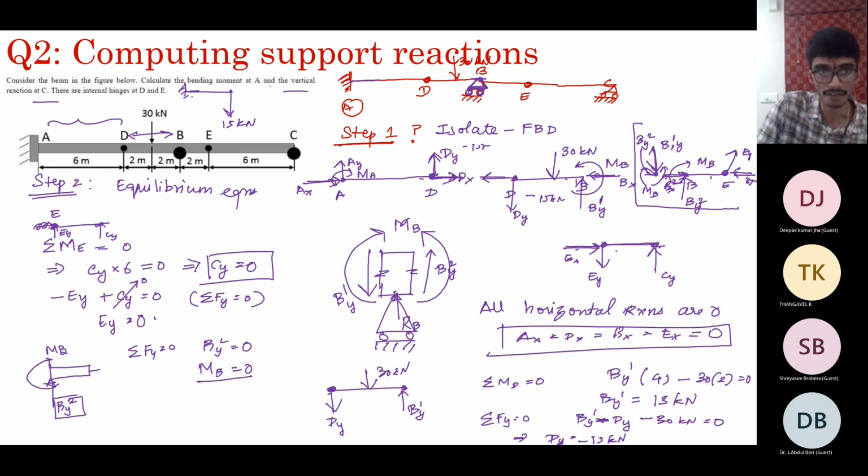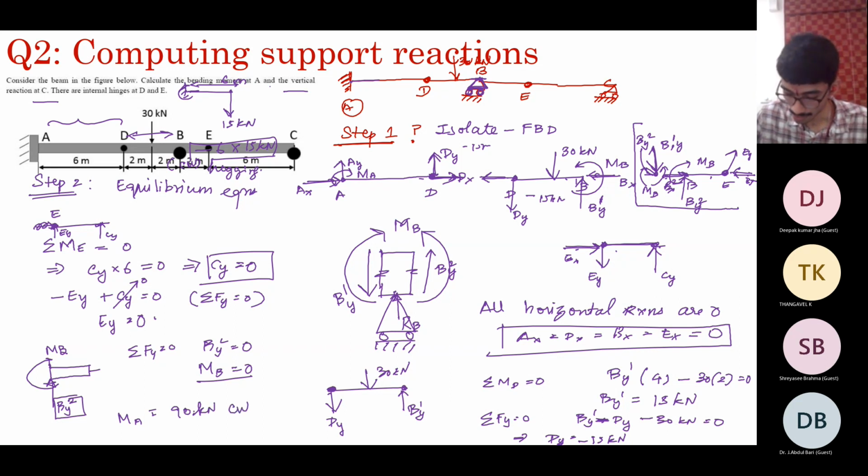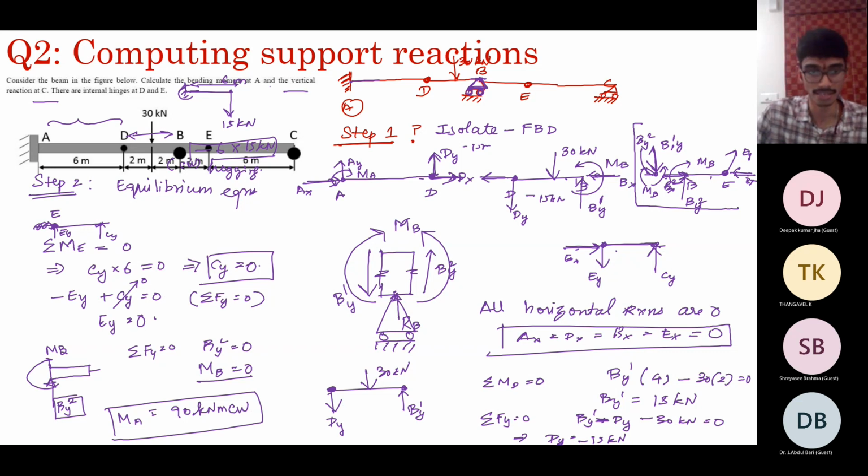So what is the fixed end moment here? The lever arm is 6 meters. So you get the moment as minus 6 into 15 kilonewtons, since it is clockwise and hogging. So basically, the answer to this problem is 6 into 15. So the moment at A is 90 kilonewton meters clockwise. And the reaction at C is 0.